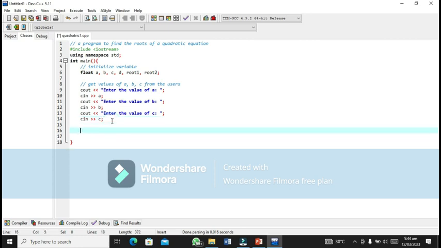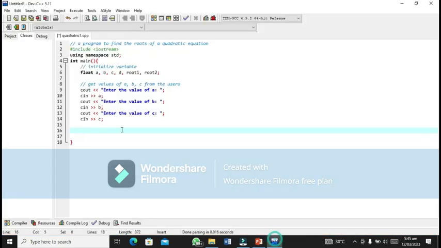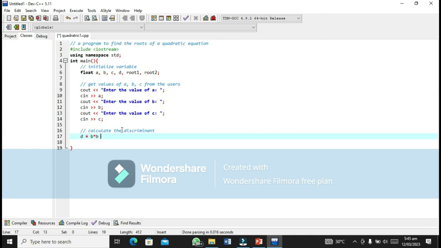The next thing is to calculate our d, our discriminant, that will determine if our roots are going to be equal, distinct, or complex. So this is the formula: d is equal to b squared minus 4ac. So we have: calculate the discriminant. Here we have d equal to b squared, that means b times b, minus 4 times a times c. These are discriminants, and from here, what we need to do is compare.